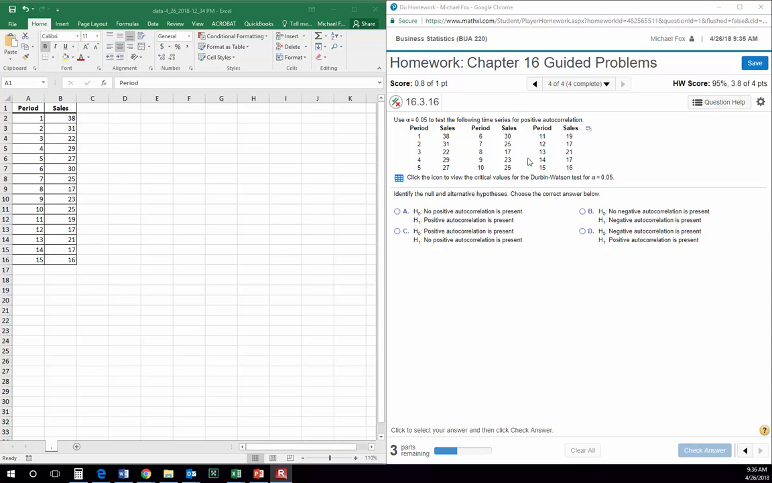So the first thing we need to do is come up with a null and alternative hypothesis when we're doing autocorrelation. First of all, negative autocorrelation is super rare, so we don't usually test for it. We're testing for positive autocorrelation. And you can see there's only 2 options that involve positive, so those 2 are out. And then what we typically do is our assumption, our null hypothesis, is that there is no positive autocorrelation, which means we're testing to see if there is positive autocorrelation.